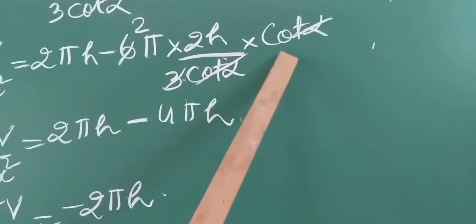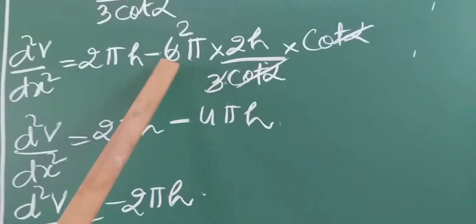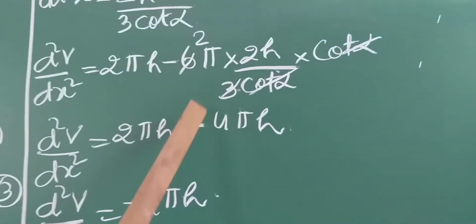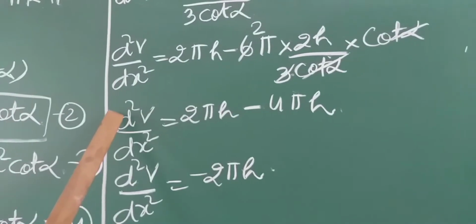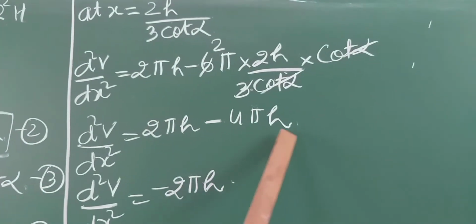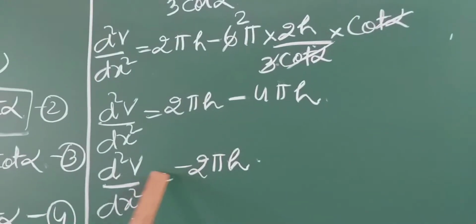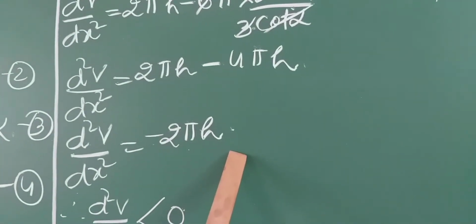Cot alpha, 3 into 2 is 6. Okay, so 2 times 2 is 4 pi h. So d square v upon dx square equals 2 pi h minus 4 pi h. So d square v upon dx square equals minus 2 pi h.